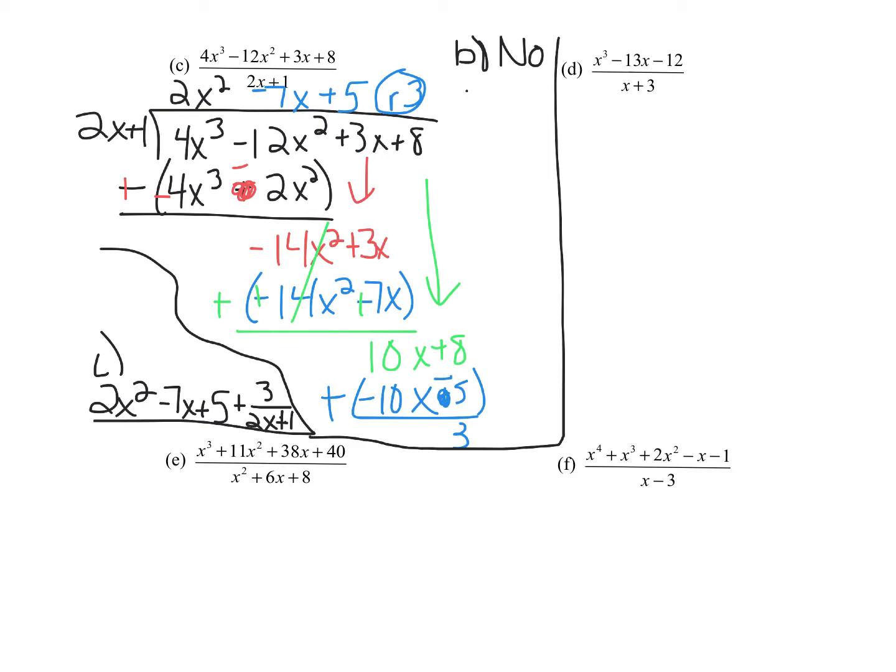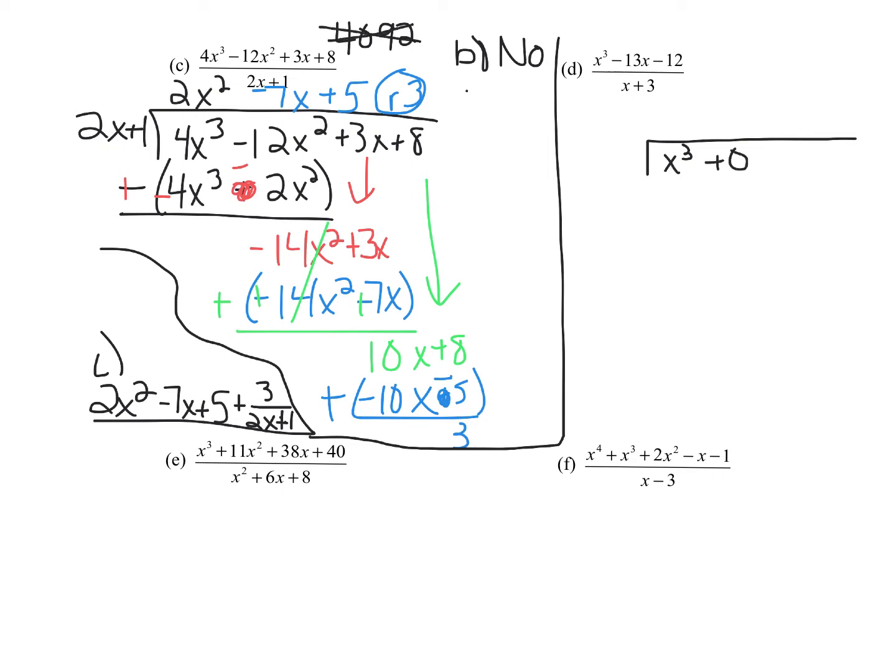Moving on to the next one. Now here's something that hasn't come up yet. If I look at the numerator, there's an x squared term missing. Now for my polynomial long division, for everything to match up, we can't have missing terms. It's kind of like if you write the number 4092, let's say, you can't just cut out the 0, right? It makes a difference.